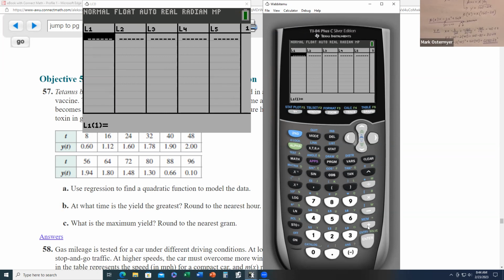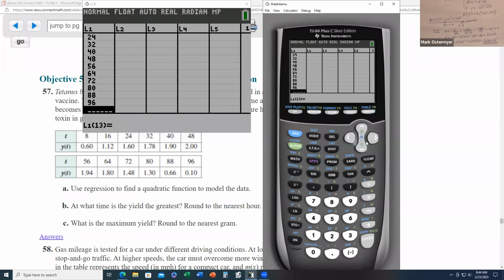And now in list one, I'm going to type in my time values. List one is going to be my X values, which is time. So 8, 16, 24, 32, 40, 48, 56, 64, 72, 80, 88, and 96. So I typed in my time values in list one.